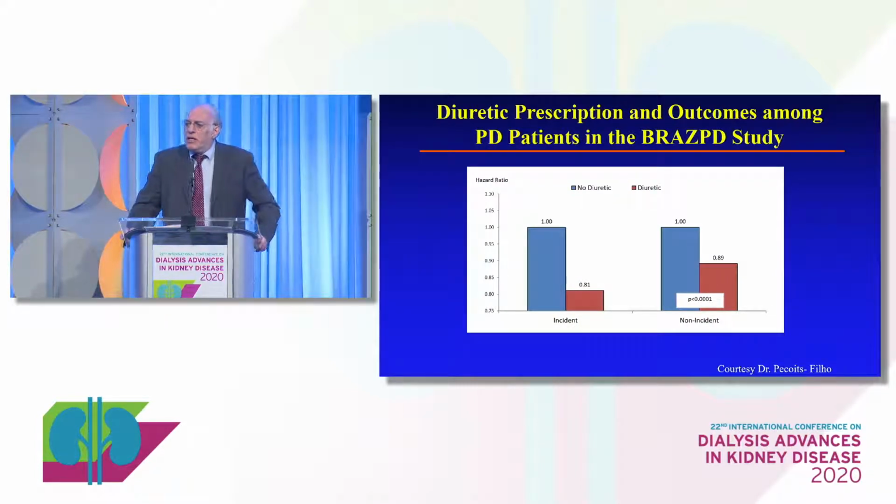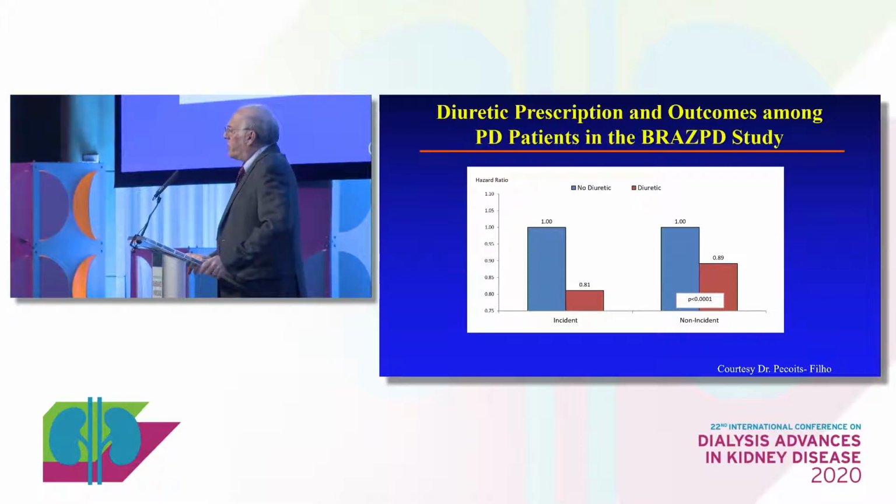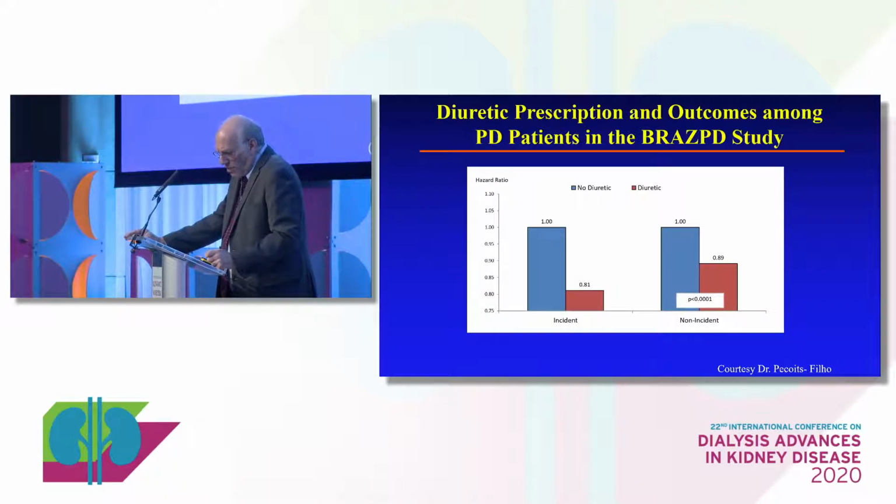There is a study in hemodialysis patients that appeared just a few months ago indicating that patients who continue to fill prescriptions for loop diuretics fare better than do those who are not taking loop diuretics. Similar data, this is as yet unpublished, from Brazil, where you can see that the hazard ratio for mortality in either incident or prevalent patients is lower in the patients utilizing diuretics.